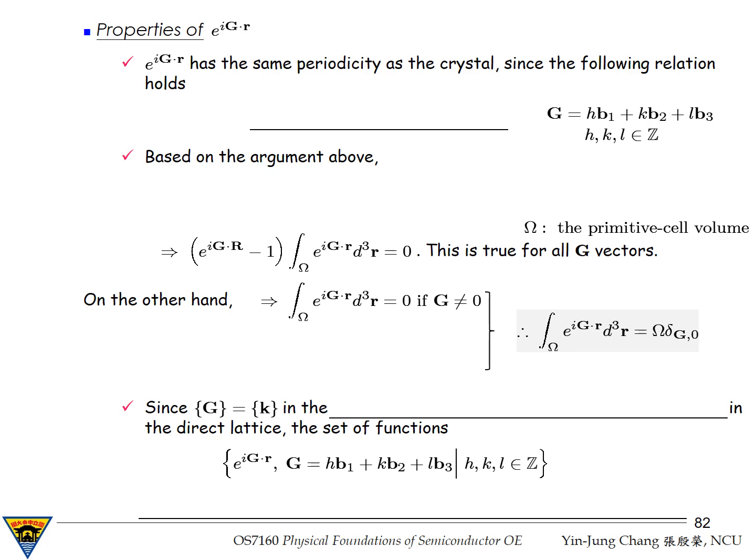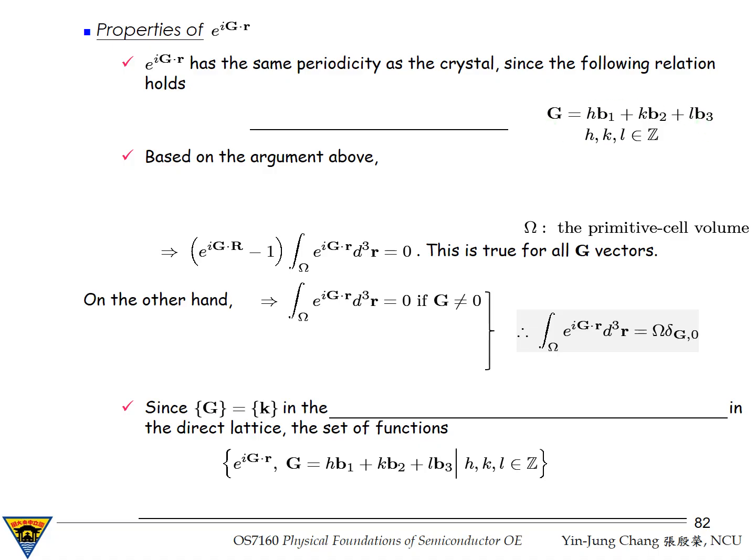On the previous slides, we demonstrated that if a function has the periodicity of the crystal, then the wave vectors that appear in its Fourier series expansion cannot be arbitrary. They must be reciprocal lattice vectors. So now let's examine the basic building blocks of that Fourier expansion, namely the functions e^(ig·r), where g is the reciprocal lattice vector.